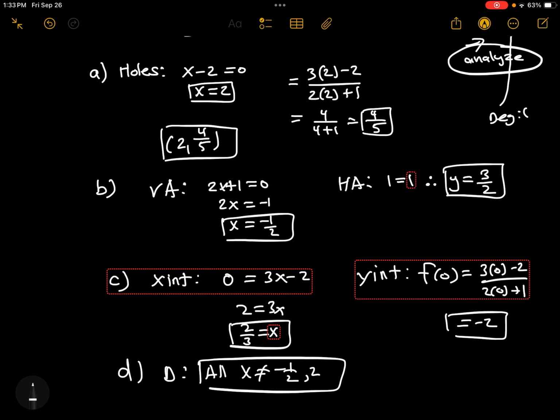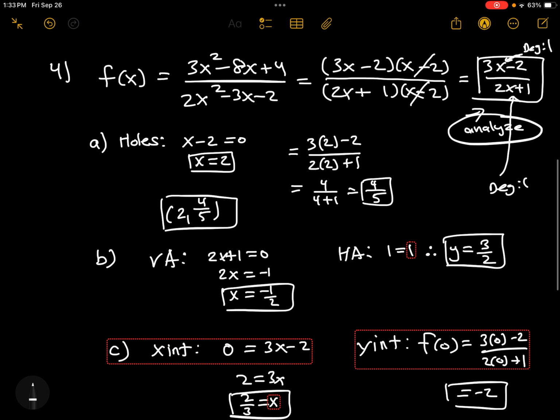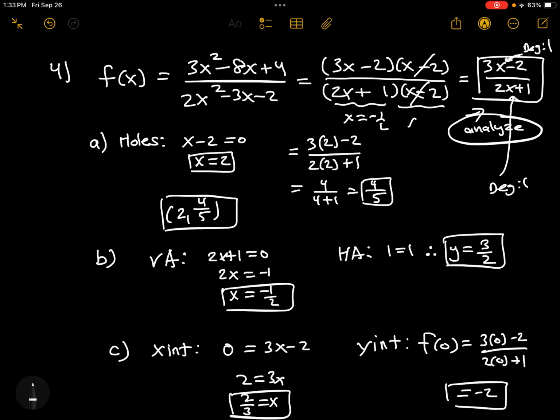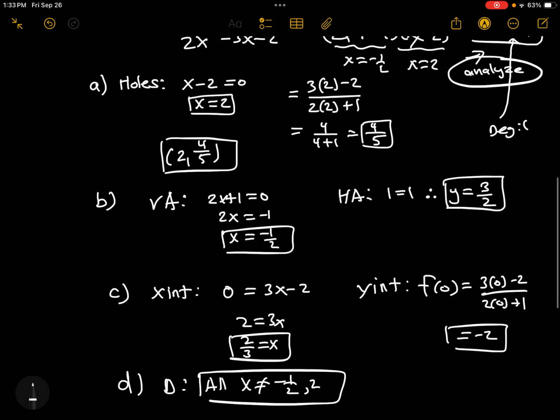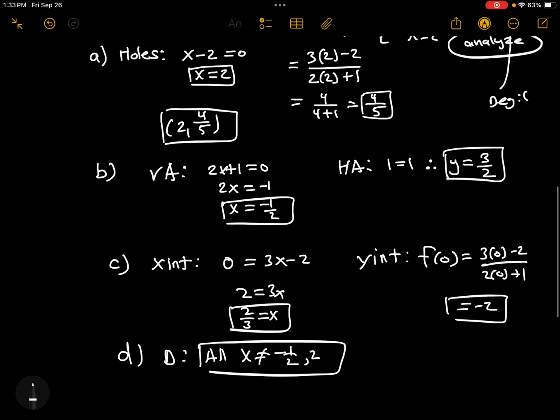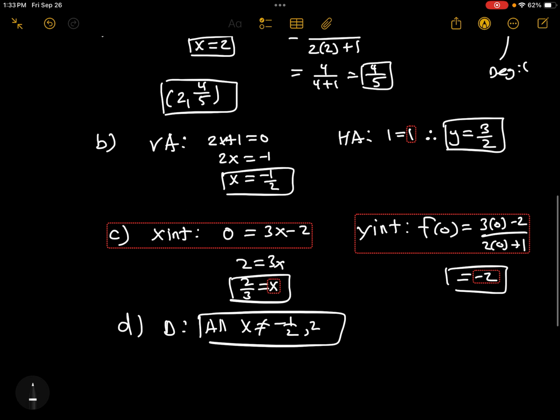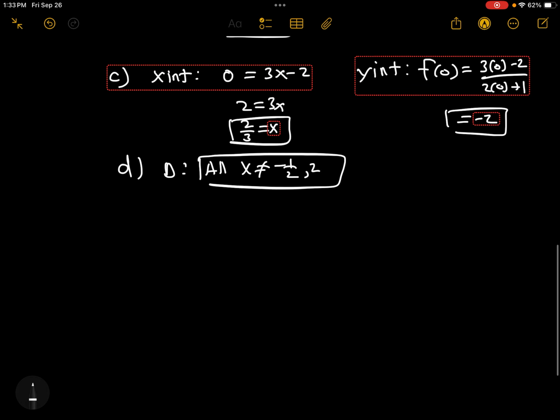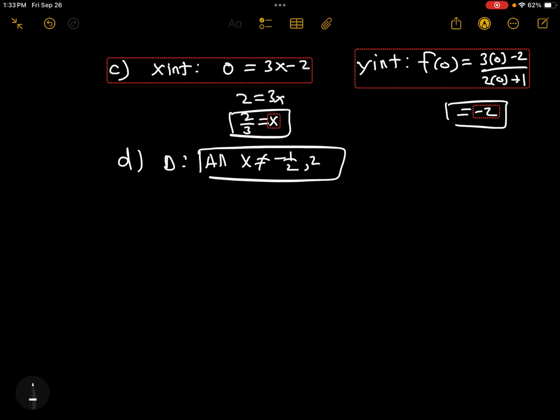All right, let's do one example. This is number 5 in your notes. f of x is equal to 2x squared plus 1 all over 3x squared plus 1. Okay, so really quickly, just a quick glance at the function right here. I don't have any holes because nothing cancels out. So I'll write A or none, either one's acceptable.